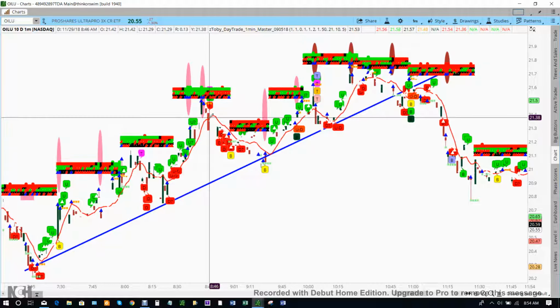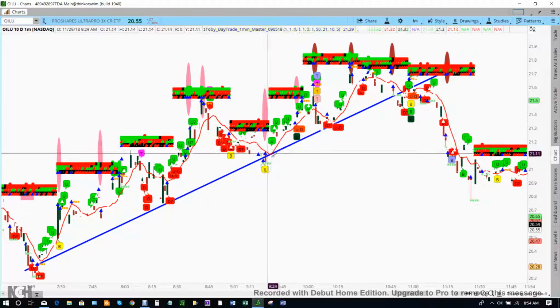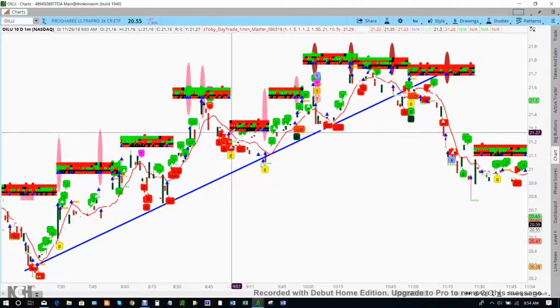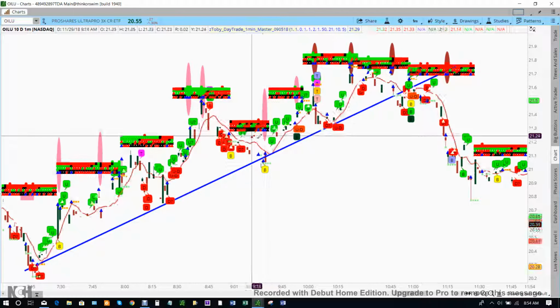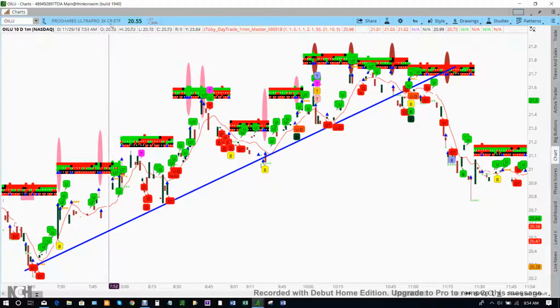Let's see. On a regular stock, if you have a 5% maximum delta, you're going to make maybe half of that, 0.25% delta. So that's the really cool thing about a 3 times stock. Hope that makes sense.